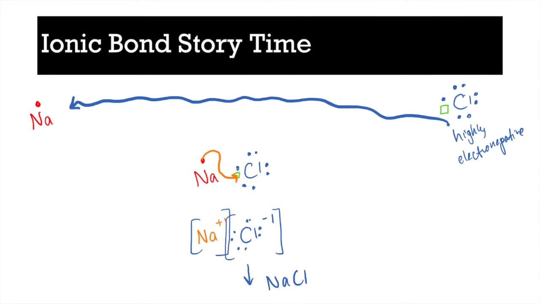You could think of it like a bully on a playground. Not the nicest example, but chlorine is taking sodium's thing, and now chlorine is running around saying, "Ha, you can't get me, you can't get me." And sodium is chasing right after it. So they are now connected. Basically, an electron goes from the metal to the nonmetal.